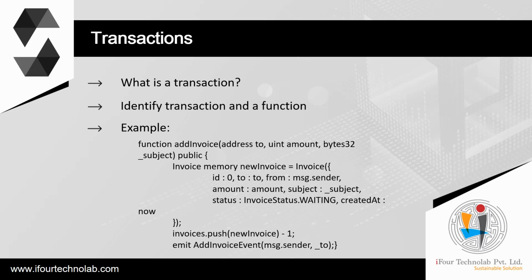An invoice structure is taken having various fields like ID, to, from, amount, subject, status and created at, which produces a new invoice variable with the values generated by the invoice structure. At last, whatever is stored in the new invoice variable is pushed into an array named invoices to keep track of all the transactions held or performed.